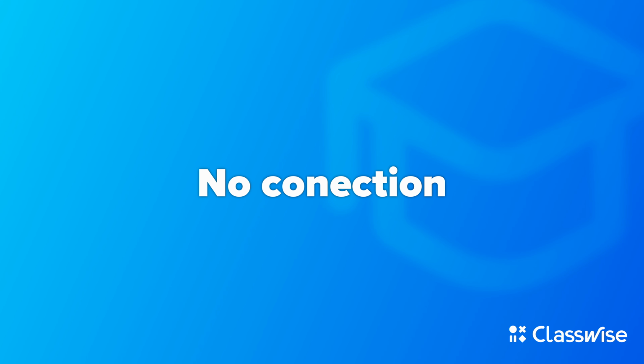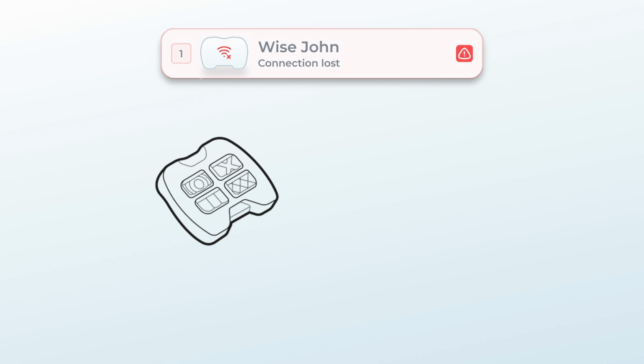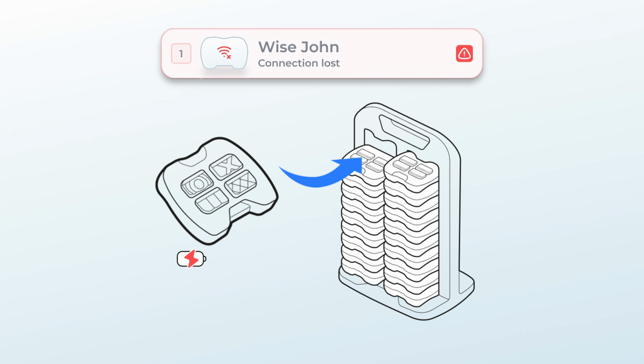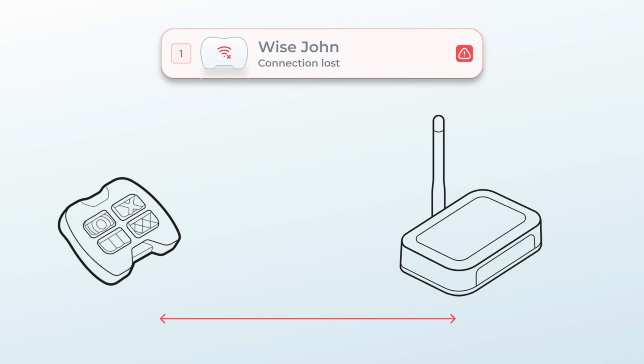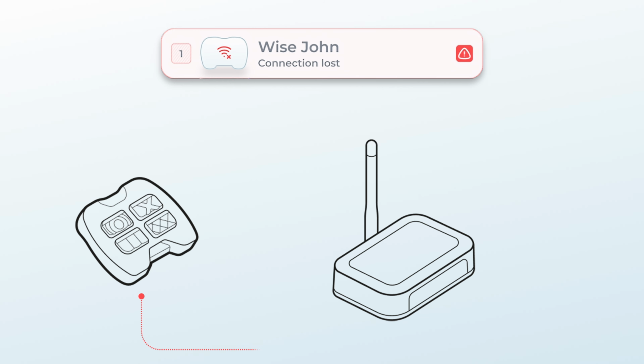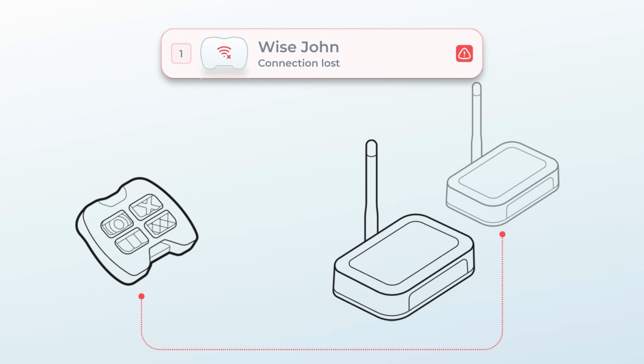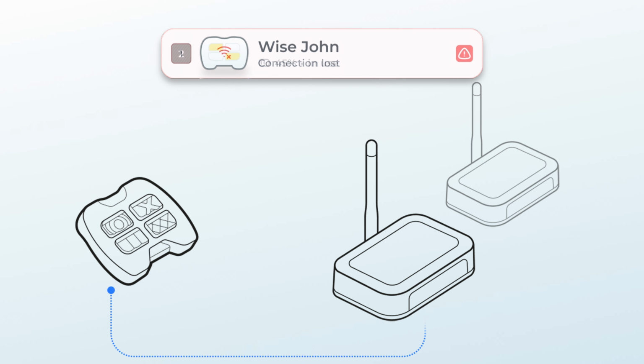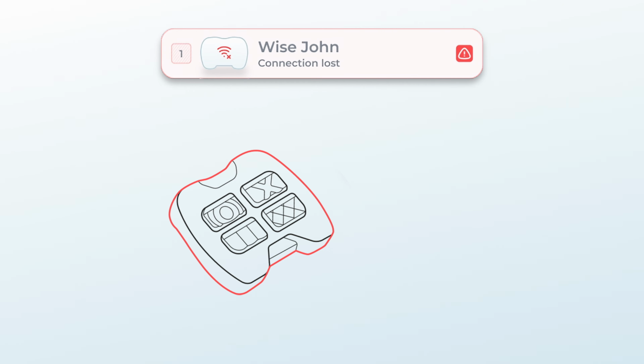The No Connection status can appear in several cases. The Classpad battery is drained. To fix this, place the device in the docking station and start charging. The Classpad is out of range of the control hub, for example, outside the classroom. Move it closer to the control hub. The Classpad was accidentally paired with a different control hub by another teacher. In that case, try pairing it again with the correct control hub. The Classpad is damaged and doesn't respond at all. In most cases, service is required.